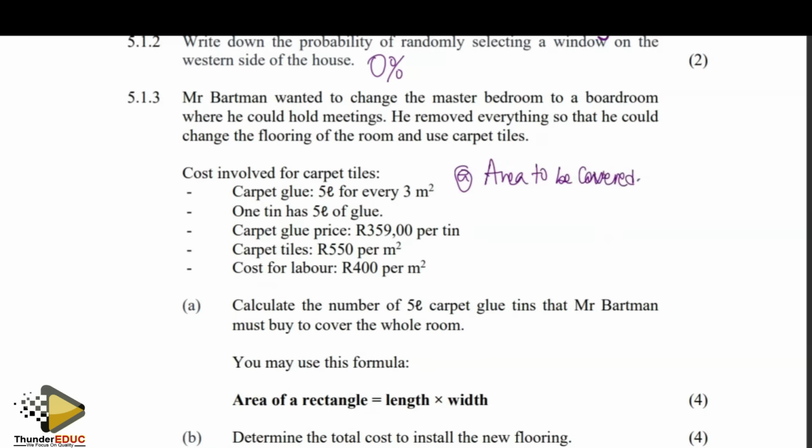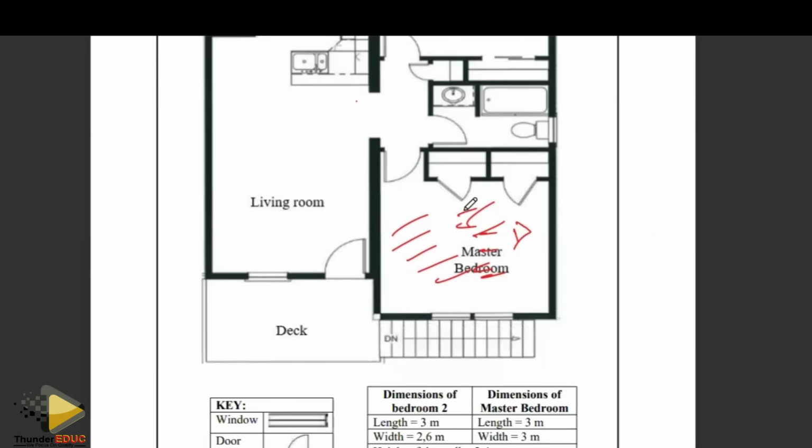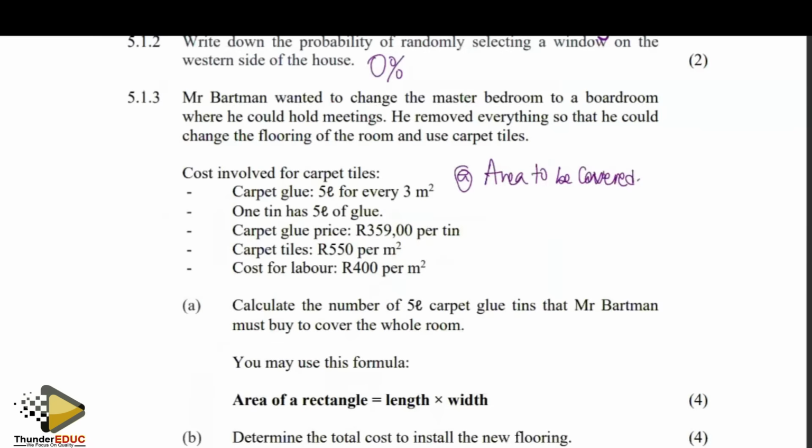Area to be covered. So we shall go in the room and you see it is renovated. We look at what the dimensions are. The dimensions of the master bedroom are 3 meters by 3 meters. So meaning the area here is L times L, which is 3 times 3, and that becomes 9 meters squared.